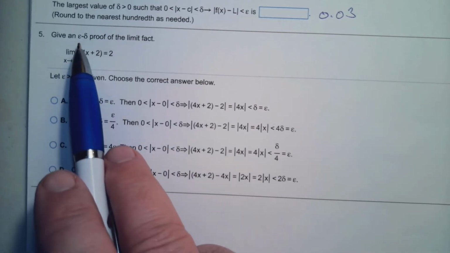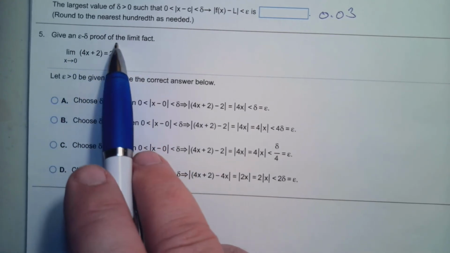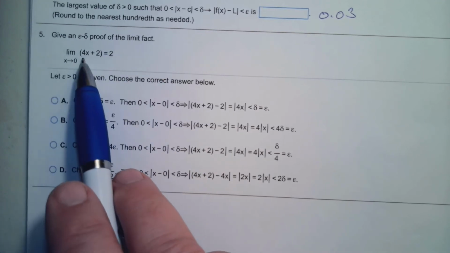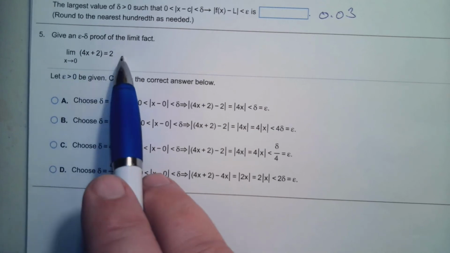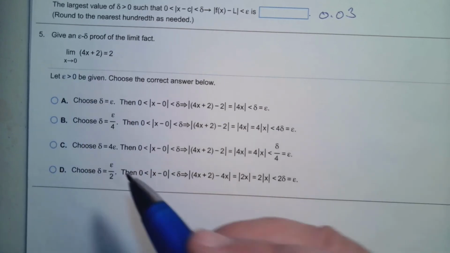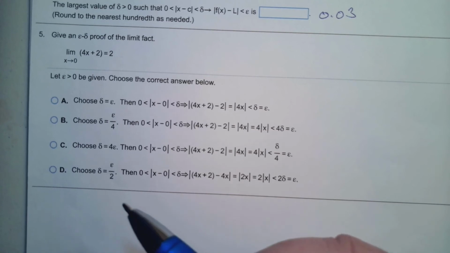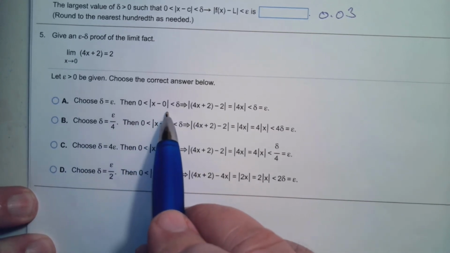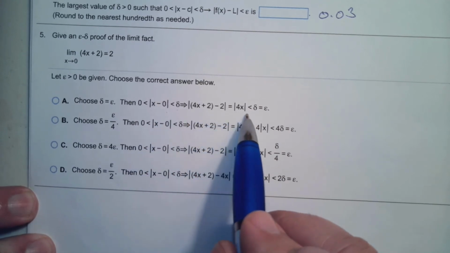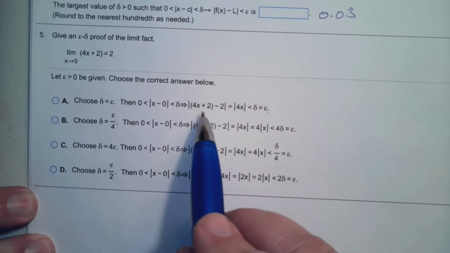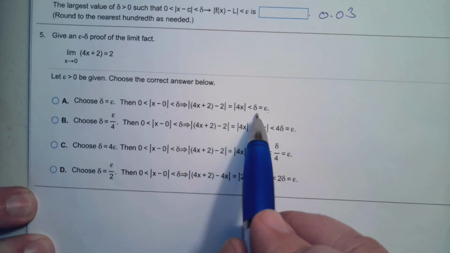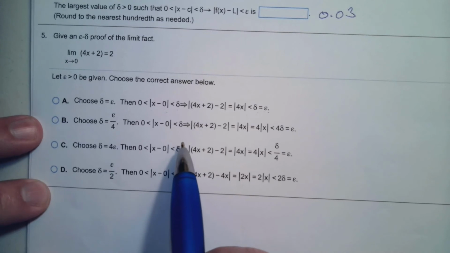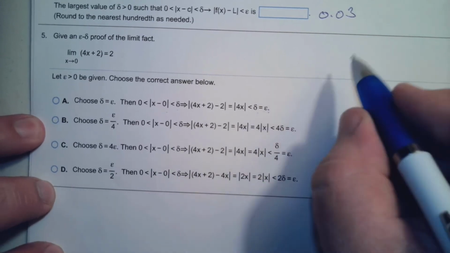Give the epsilon delta proof of the limit fact: the limit of 4x plus 2 as x goes to 0 equals 2. Okay, so we know this. x minus c is that. No, that's not right. Let's work it out.